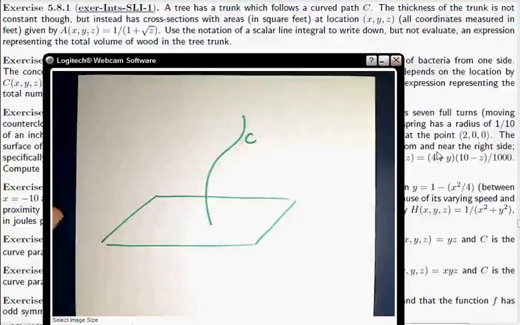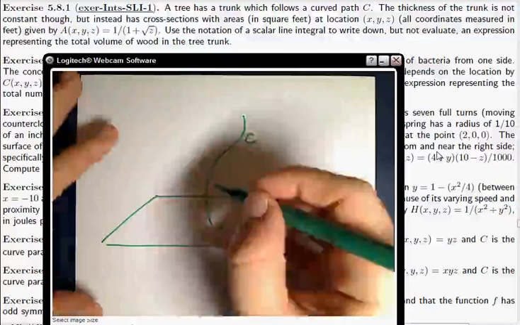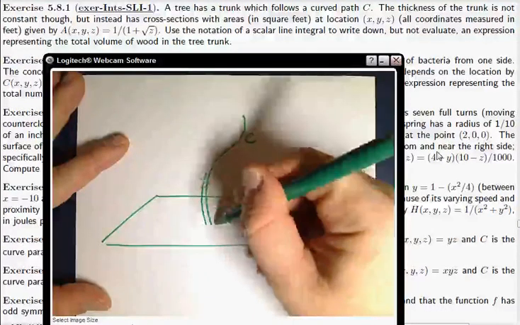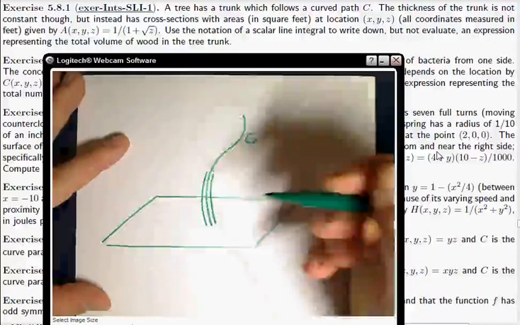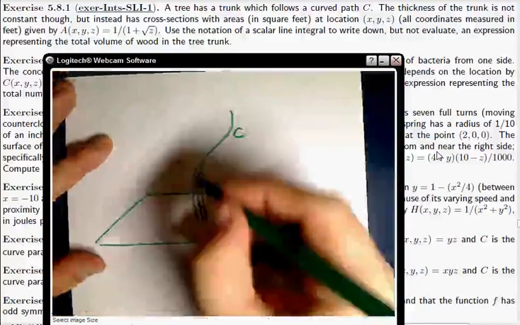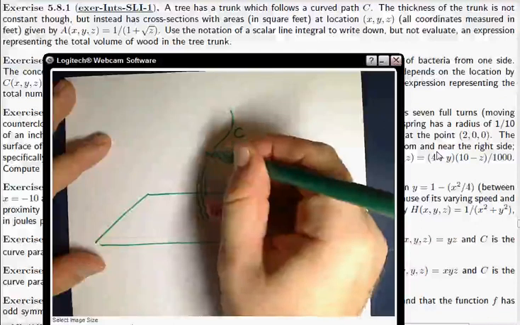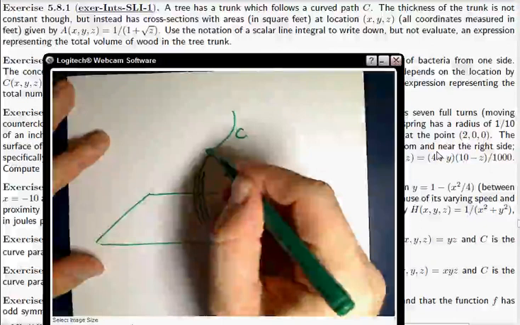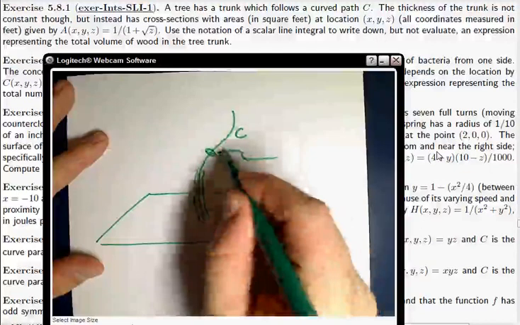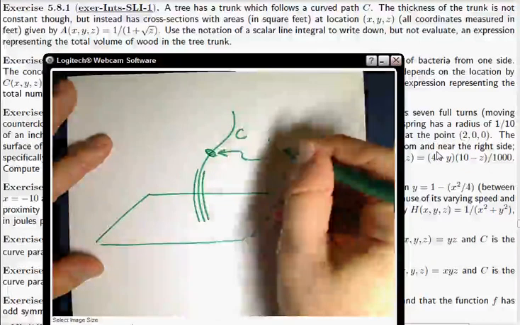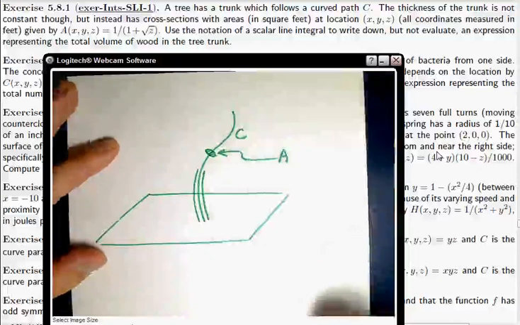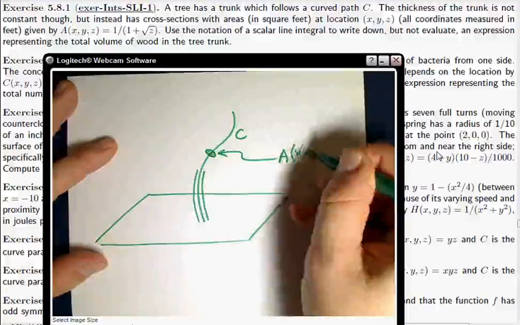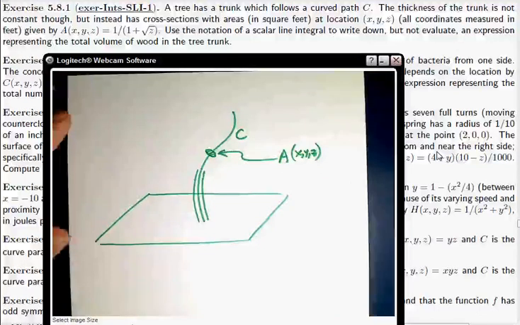And the thickness isn't constant, but the cross-sectional area, so let me see if I can draw, so here's the thickness of the tree, like that. And the cross-sectional area at a particular point, if you look at a particular point there, that cross-sectional area is given by some function A that depends on x, y, and z. There's a formula for it there, right?